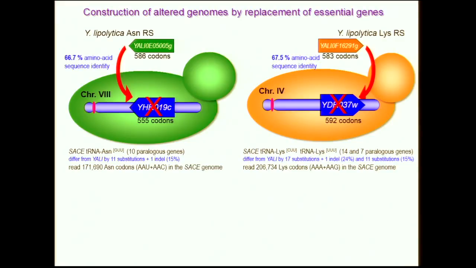The cells died, simply. We succeeded with the asparagine amino acid tRNA synthetase on chromosome 8, with about 67% sequence identity with the one of Yarrowia. Those are large genes, 1,500 nucleotides. Same for lysine tRNA synthetase on chromosome 4. Okay? Each tRNA synthetase charges its cognate tRNA. The tRNA differ between Yarrowia and Cerevisiae, and each tRNA reads quite a large number of codons, of 200,000 right here. Okay? So we did that.